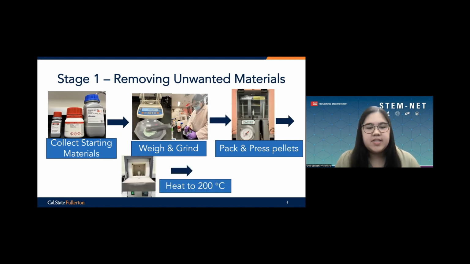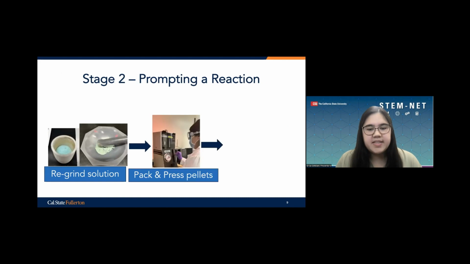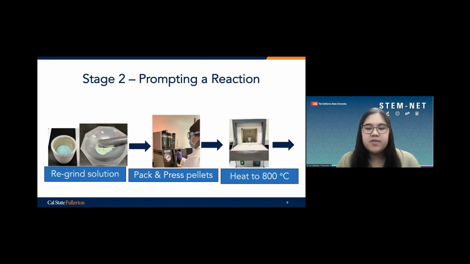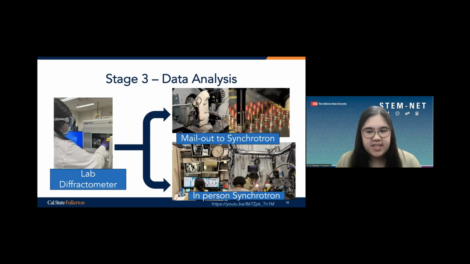And then I apply this to a low temperature heating on the furnace to react out any of the unwanted materials. Then I regrind this solution that was heated again, pack it on a pellet press, and then do a final higher temperature heating to prompt the reaction of the X factor that I want. And then finally, I apply this towards data analysis, where I first apply it on the lab diffractometer to obtain low resolution data, and then send it out or collect data at the synchrotron.